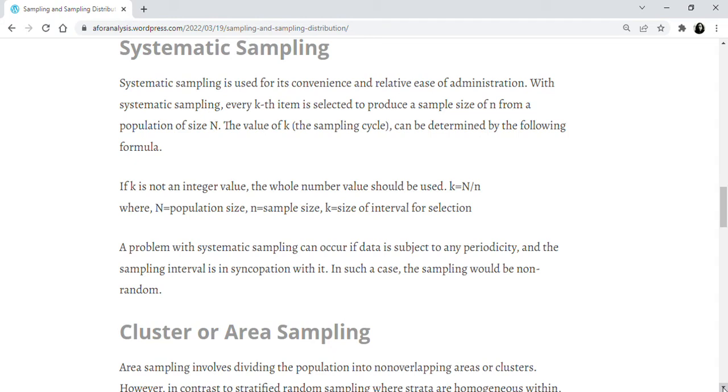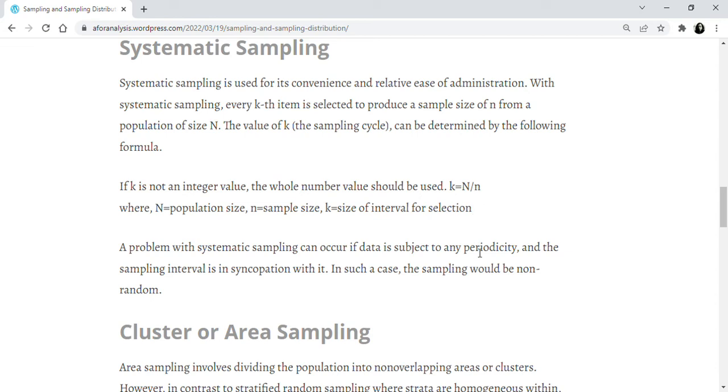Now systematic sampling is used for its convenience and relative ease of administration. With systematic sampling, each kth item is selected to produce a sample size of n from a population size of capital N. Now the value of k, the sampling cycle, can be determined by the following formula. If k is not an integer value, the whole number value should be used. K is actually the population size divided by the sample size. And if it is not coming up as a whole number, we have to take the nearest whole number.